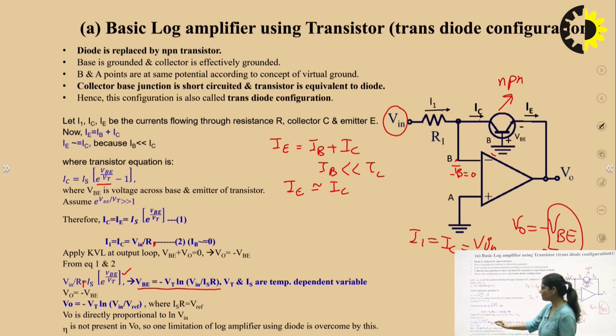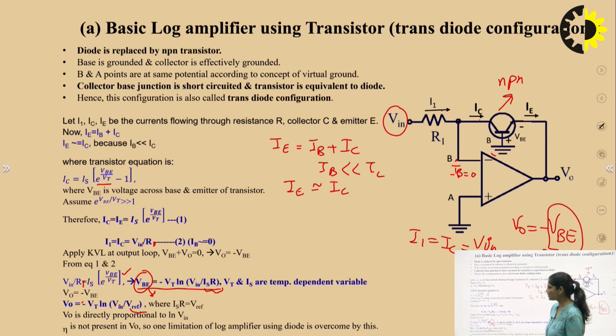Now put this value of VBE in the equation Vout is equal to minus VBE. So Vout is equal to minus VT ln Vin upon Vreference. Now this output voltage is also in the form of input voltage and reference voltage. Here Vreference is what? In the VBE equation, IS R is considered as Vreference. So this is the final equation: output voltage Vout is equal to minus VT ln Vin upon Vreference.